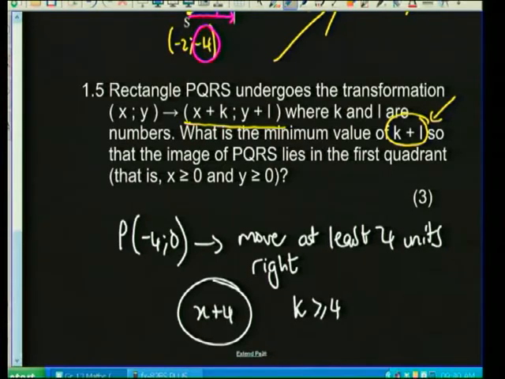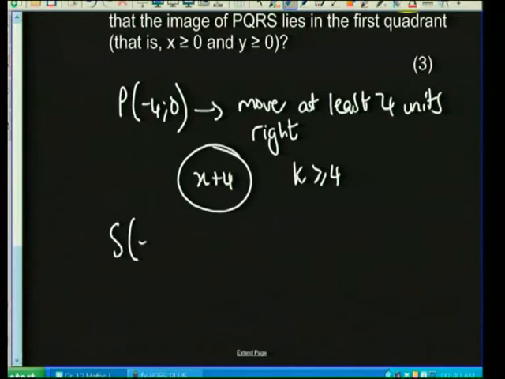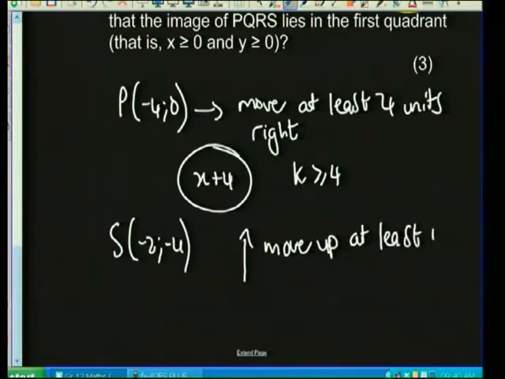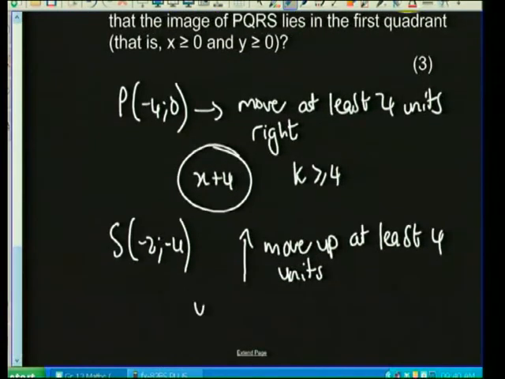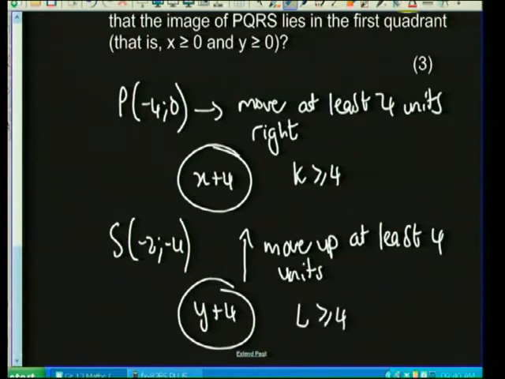It can be more than 4, then I'm always in the first quadrant. But equal to 4 means that I'm going to be lying on the origin or on the boundary of that first quadrant. Then I'm also looking at the S part, which is -2, -4. And I know that I'm wanting to move up at least 4 units. And so when I'm looking at this actual transformation, I know this is the y plus L part, and so I knew that this was y plus 4. And it's just coincidental that they're both involving a 4. So I know then that the L is greater than or equal to 4.